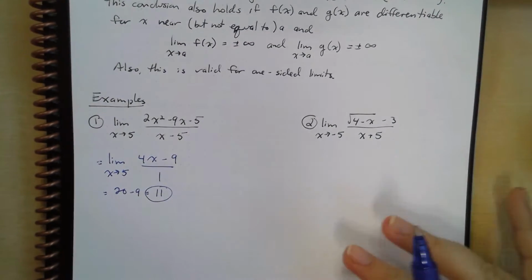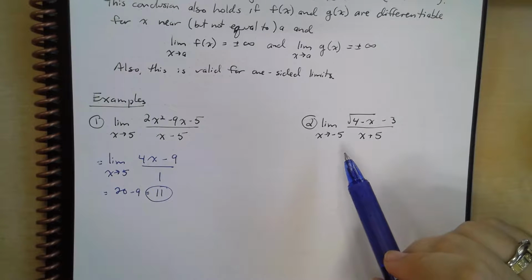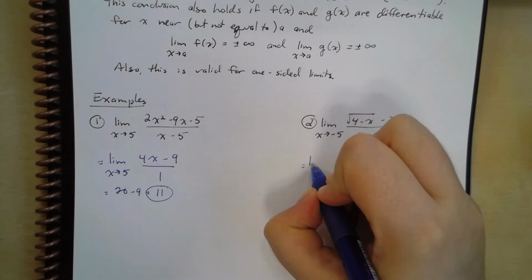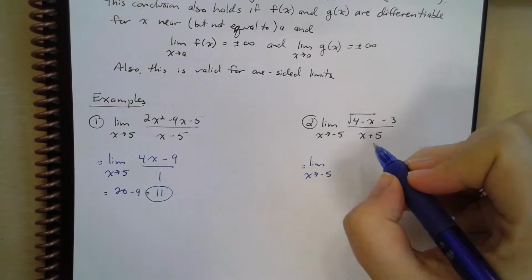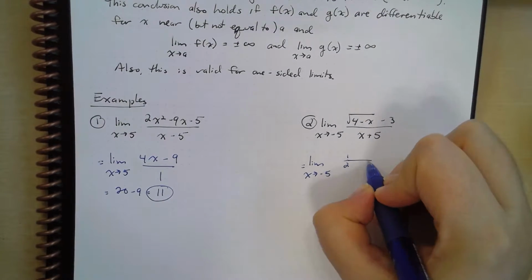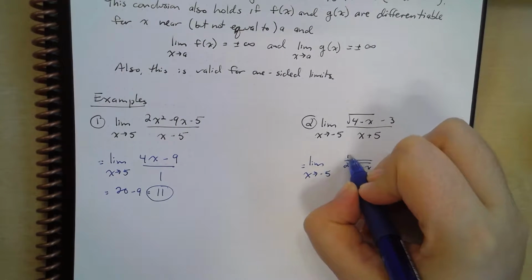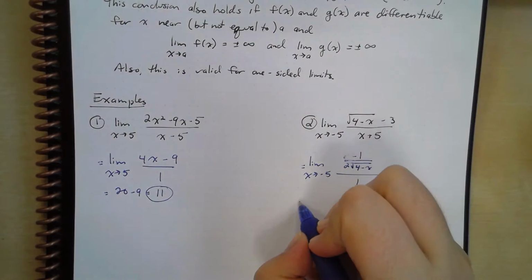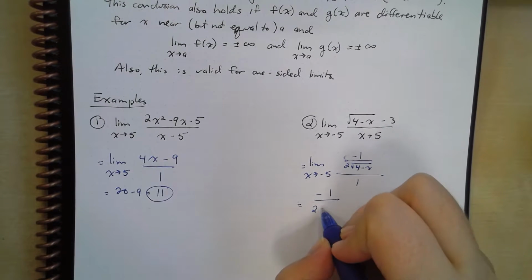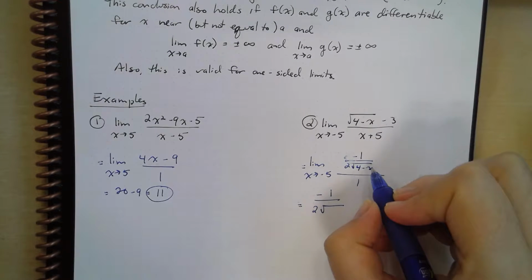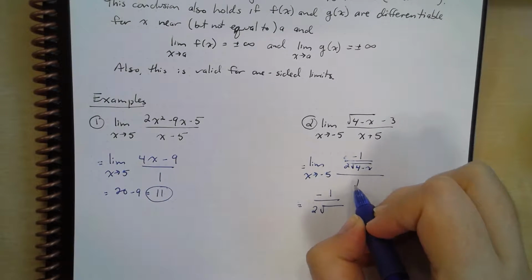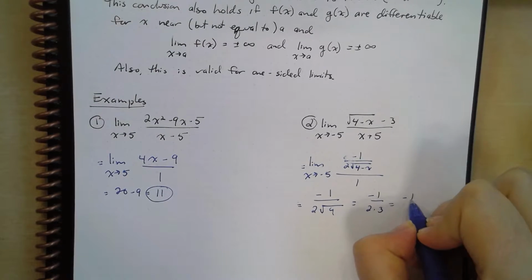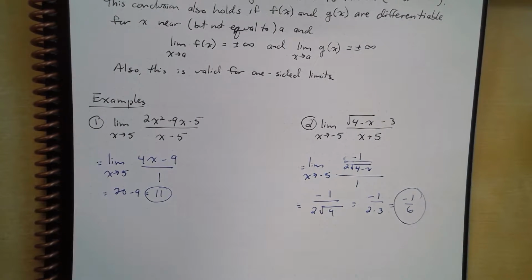All right, let's do number 2 here. The limit as x approaches negative 5 of the square root of 4 minus x, minus 3, over x plus 5. So this is going to be equal to the limit as x approaches negative 5 of negative 1 over 2 radical 4 minus x. And why do I write it like that? It should be a negative 1 over 1, right? So if I put in negative 5, I get negative 1 over 2 times the square root of 4 minus a negative 5, which would be 4 plus 5, which is 9. So this is equal to negative 1 over 2 times 3, which equals negative 1/6. Okay? Went pretty quickly, even with me thinking slowly.